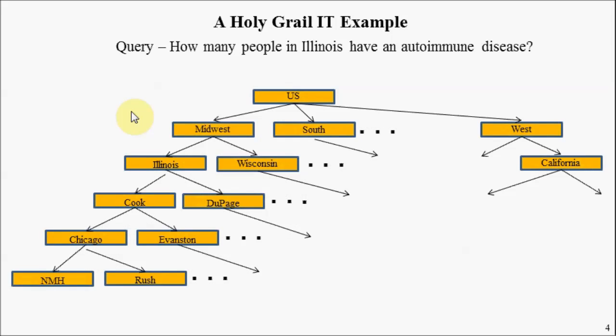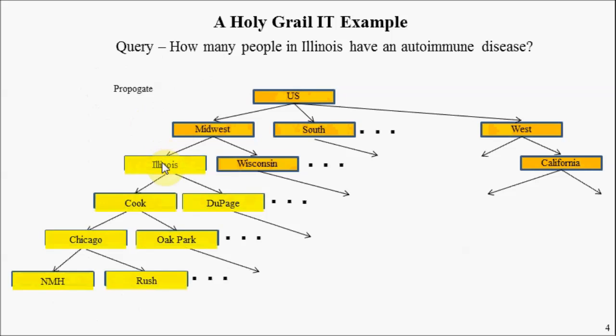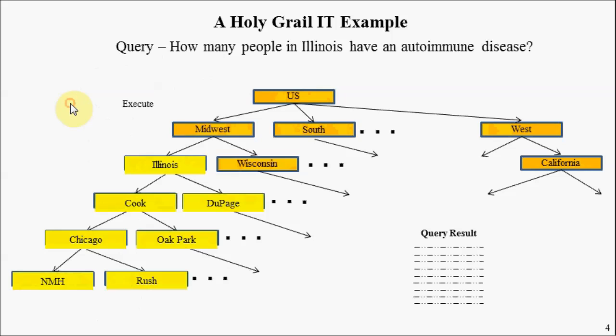Let's look at a Holy Grail of IT example, something that would be very difficult to do with a search engine such as Google. Imagine you wish to determine how many people in Illinois have an autoimmune disease. Imagine you have a graphic such as the following that shows the United States broken down into regions, regions broken down into states, states broken down into counties, counties broken down into cities, and at the leaf nodes, the names of healthcare institutions. Imagine being able to do the following. Imagine being able to take your query and drag and drop it into a box, and to have that query request propagated to all of the descendant nodes, and then being able to execute and aggregate the results together.